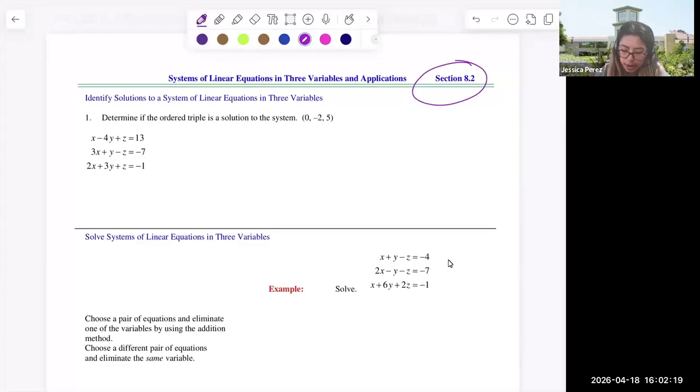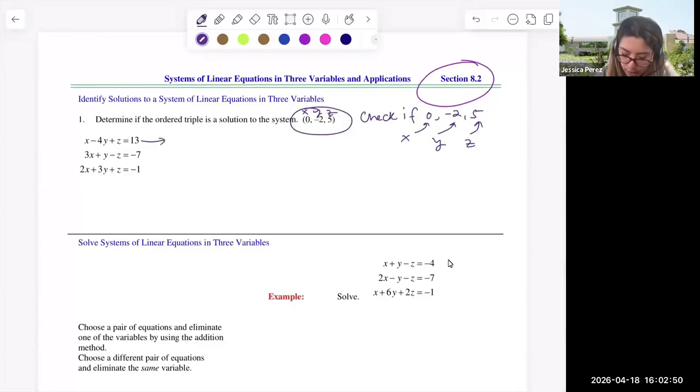So the first question looks very similar to the first question that was in the previous section, which was to determine whether this ordered triple, instead of x and y, it's now x, y, and z, is a solution. Does that satisfy this system of equations? So the first thing that we want to do is to check if the point (0, -2, 5) satisfies. So x will be 0, y will be -2, and z will be 5.